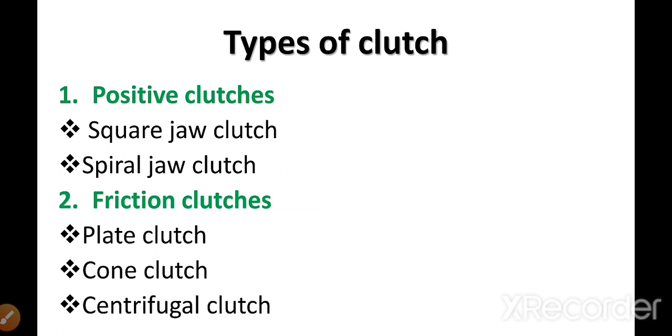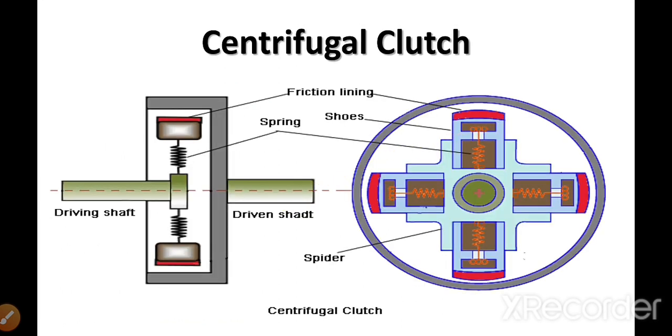The second type is the friction clutches, in which we find three types: plate clutch, cone clutch and centrifugal clutch. Today we are going to discuss the design of a centrifugal clutch.